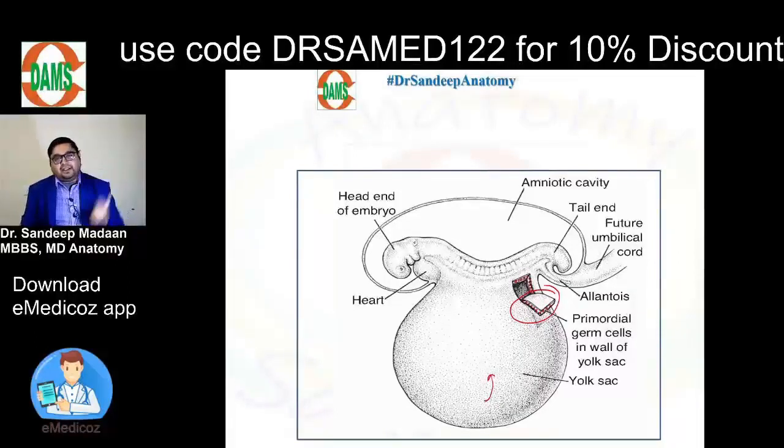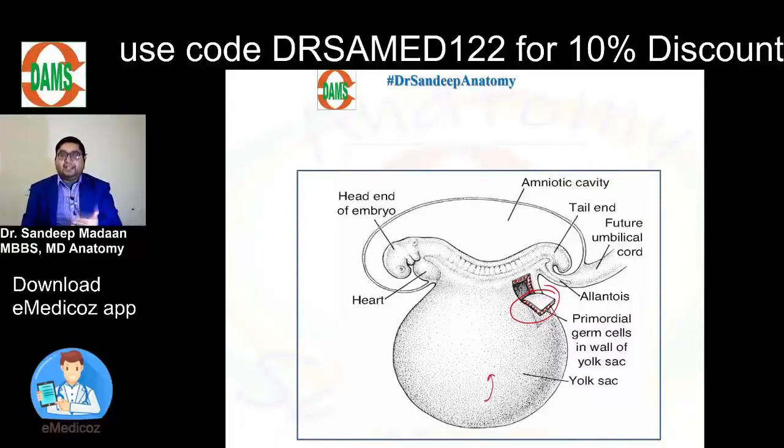Previously, it was thought that these primordial germ cells take origin from the wall of the yolk sac itself. That means, as we know the yolk sac is endoderm, it was previously thought to be endodermal in origin. But later it was established that the primordial germ cells actually take origin from the epiblast and migrate through the yolk sac, not taking origin there.